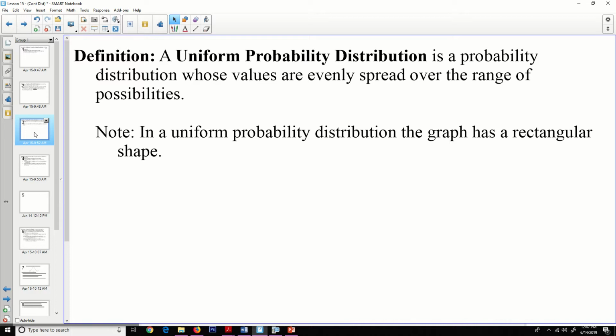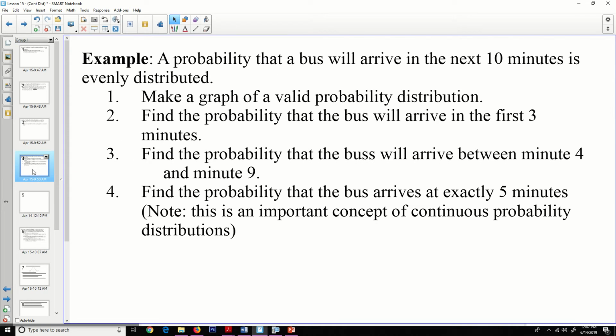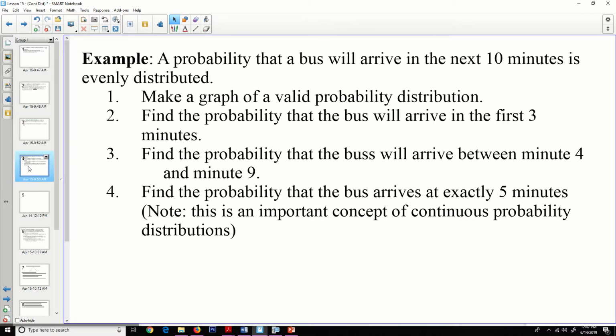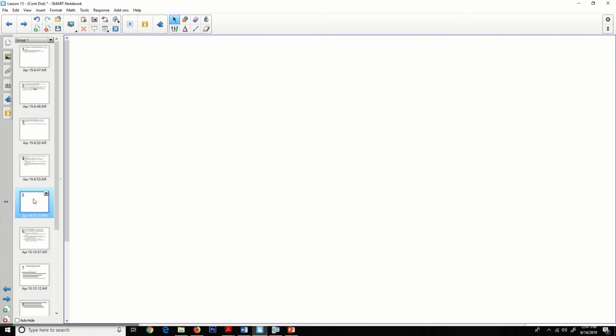All right, so let's talk about a simple probability distribution that is continuous. A uniform probability distribution is a probability distribution whose values are evenly spread over a range of possibilities. In a uniform probability distribution, the graph will have a rectangular shape. So let's see what that looks like. The probability that a bus will arrive in the next 10 minutes is evenly distributed. So here we have something that is uniform. First thing, they want us to make a graph of a valid probability distribution.